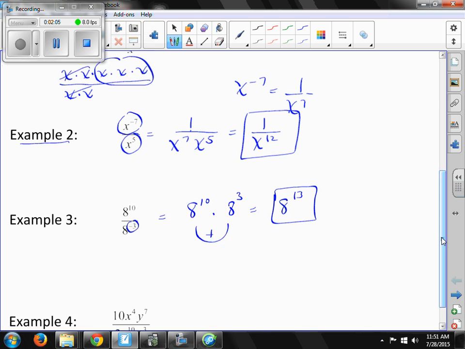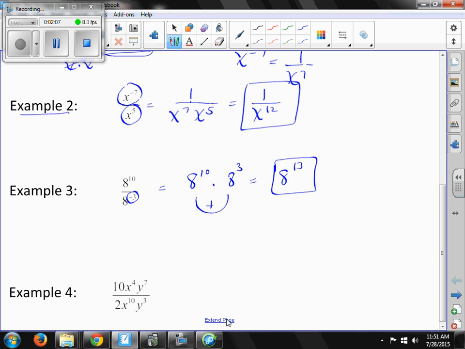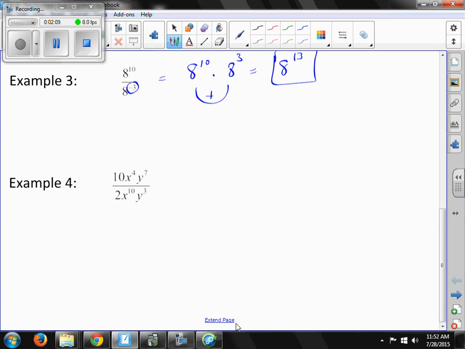And one last example. This is just a quick review of the quotient rule and some of the exponent rules. 10 divided by 2. 10 divided by 2 is 5.